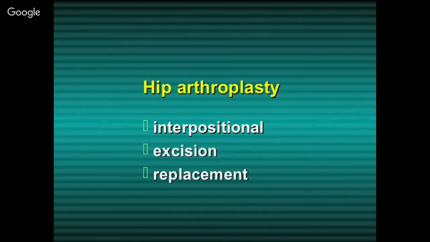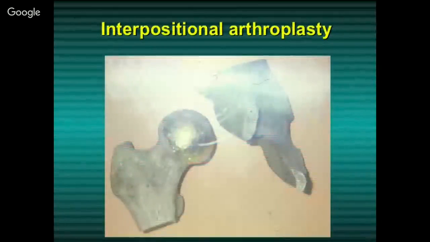Now, there are three types of hip arthroplasty. One is called the interpositional arthroplasty, then excision arthroplasty, and lastly the replacement arthroplasty. Interpositional arthroplasty means we put some material in between the femoral head and the acetabulum. Previously, Jacob first introduced it. He used it as an interpositional material. Later, fascia lata and other materials were introduced, but it failed.